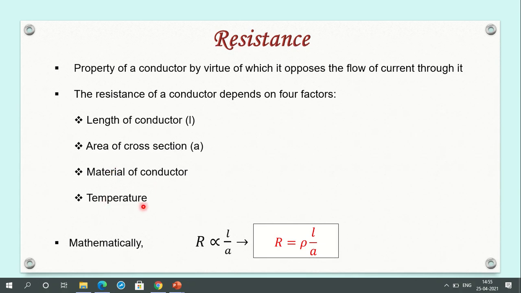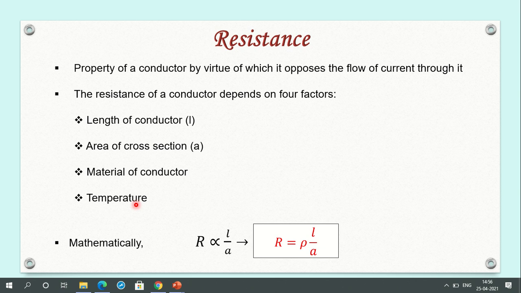And next factor is the temperature. So we know the classification of conducting materials: conductors, semiconductors, and insulators. In case of conductors, temperature and resistance are directly proportional. With increase in temperature, resistance also increases. But in case of semiconductors, the temperature and resistance are inversely proportional, because with the increase in temperature, resistance decreases.